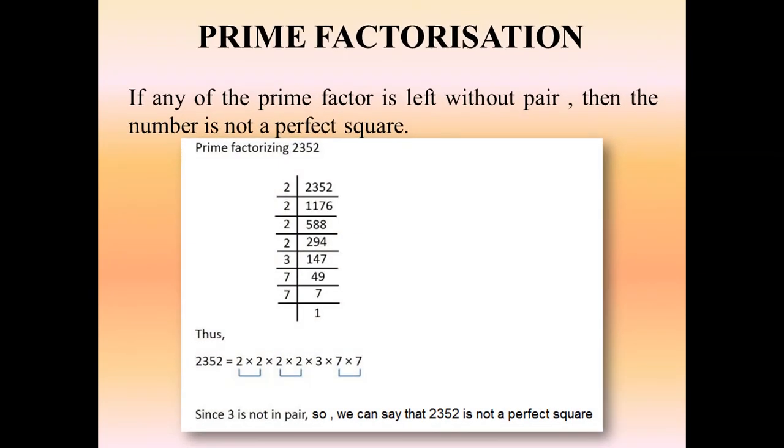So whenever you are doing the prime factorization for finding the square root, if you are getting a pair for each and every given prime factor, then you can say that the number is a perfect square. Or if any number is left without any pair, then you cannot say it is a perfect square. So this is the method to find the square root of the given number.